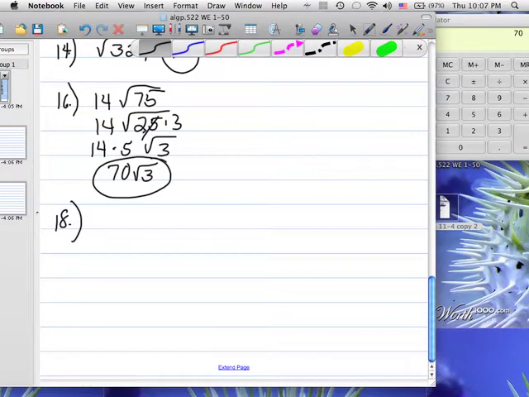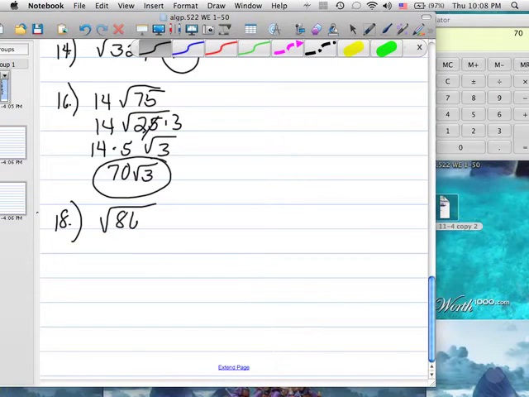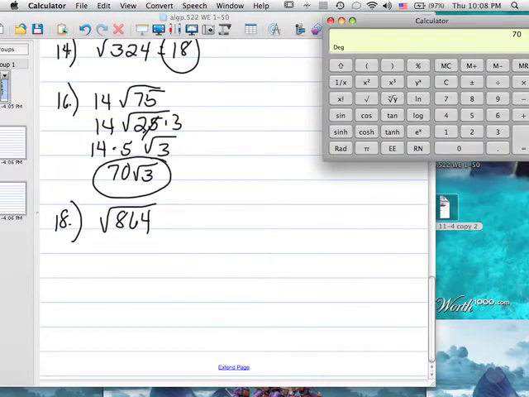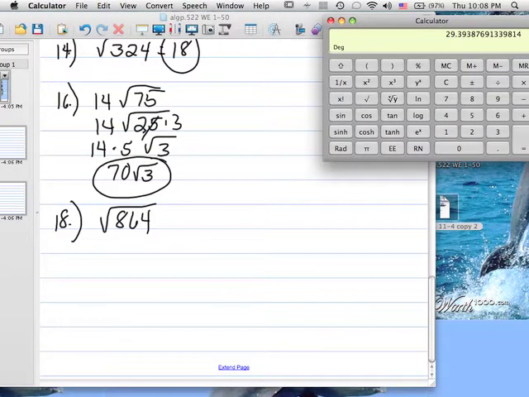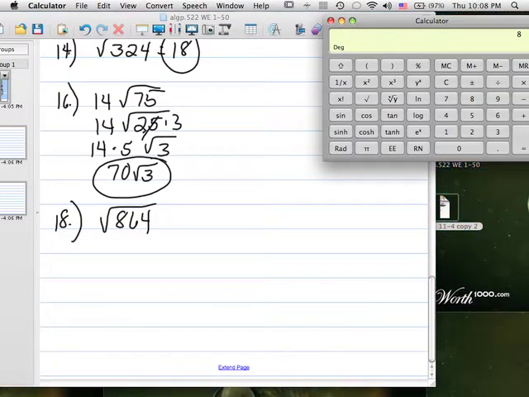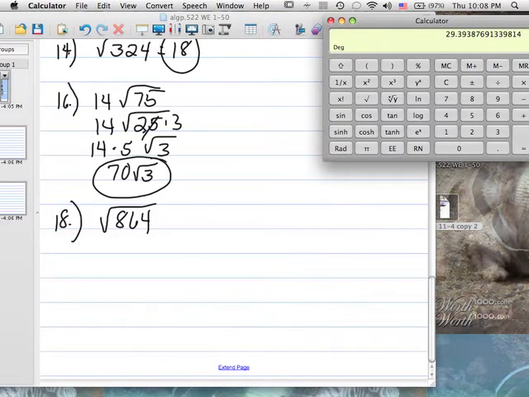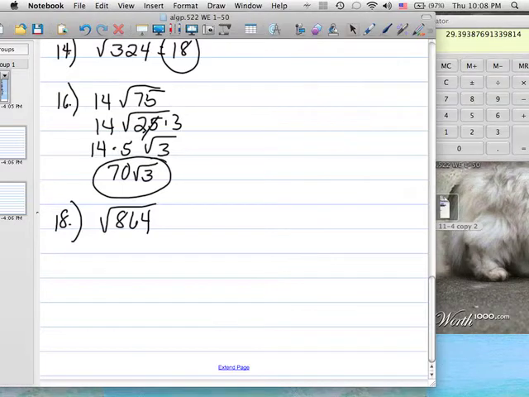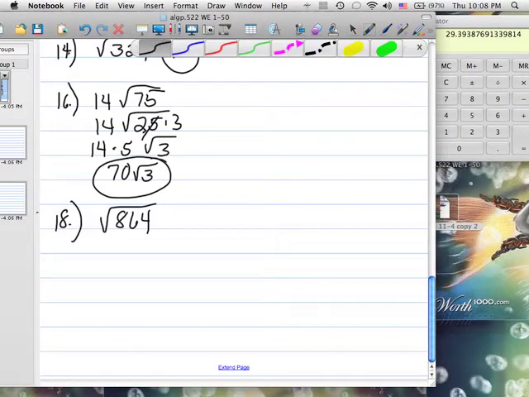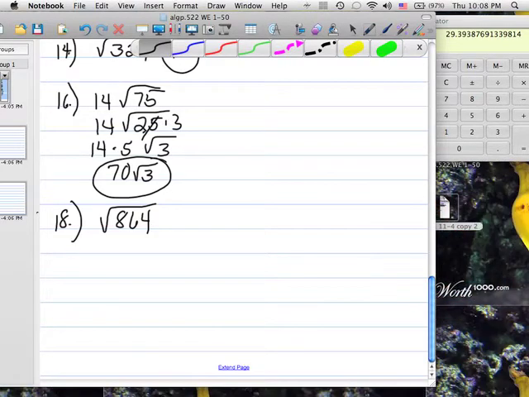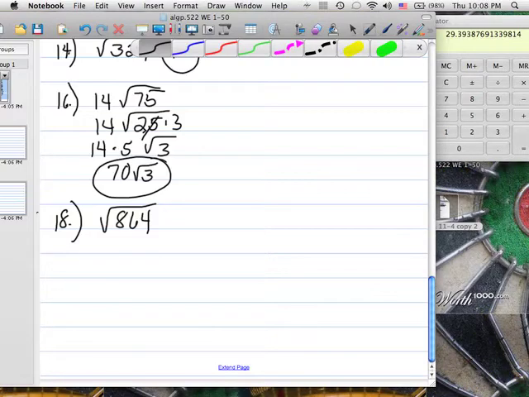Number 18, the square root of 864. I'm going to simplify it. So first let's check and see if it's a perfect square. I don't think I entered it right. 864. Nope, it's not a perfect square, so we're going to have to try something else. Let's see what happens. We know 4. Well, we know 2 goes in there. Let's try a bigger one. 9.